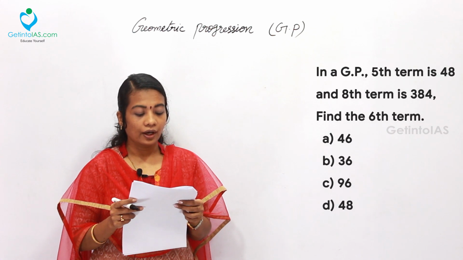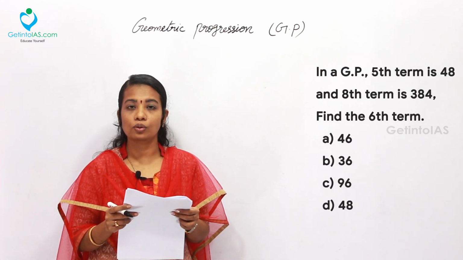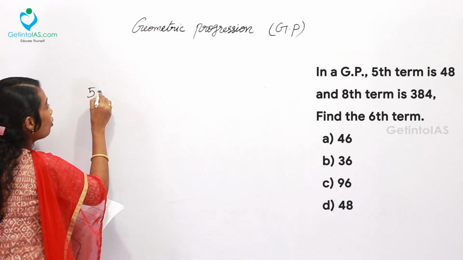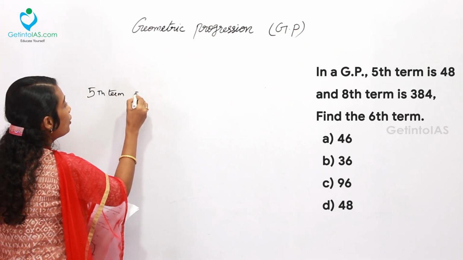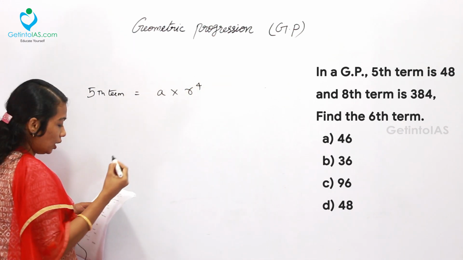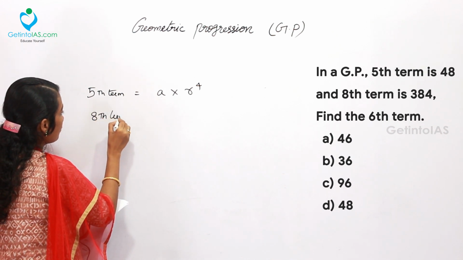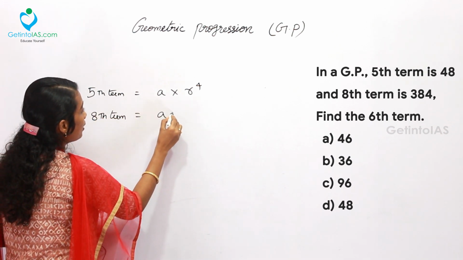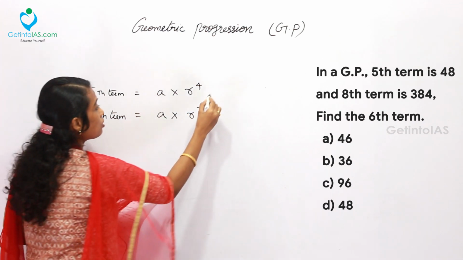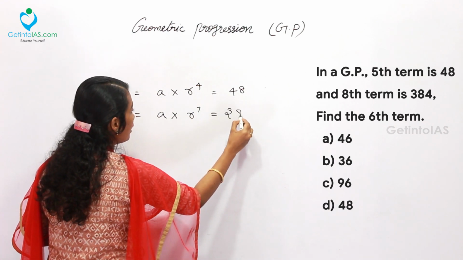The next one: in a GP, the 5th term is 48 and the 8th term is 384. Find the 6th term. Here, the 5th term, what is the pattern of the 5th term? Which is going to be a into r power 4. The next term given is the 8th term. The 8th term can be rewritten as a into r power 7. Which is equal to 48 here and 384 here.